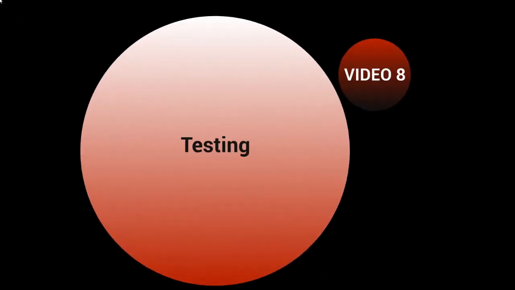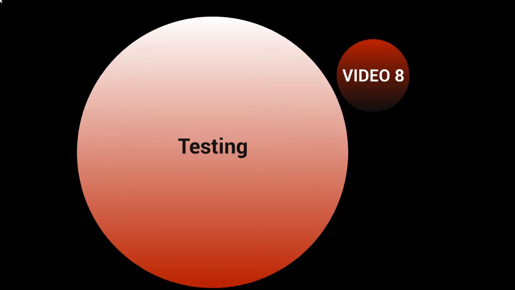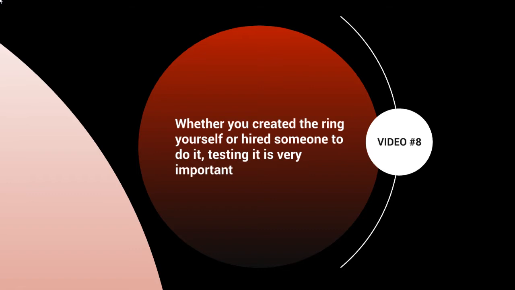This is all about testing and making sure that you understand how to test it to make sure that it works. Because I will say once these are set up, a lot of times, sometimes they work. A lot of times, sometimes one of the items throughout the line does not work. So I'm going to show you how to troubleshoot it. So whether you created the ring yourself or you hired somebody to do it, testing is very, very important.